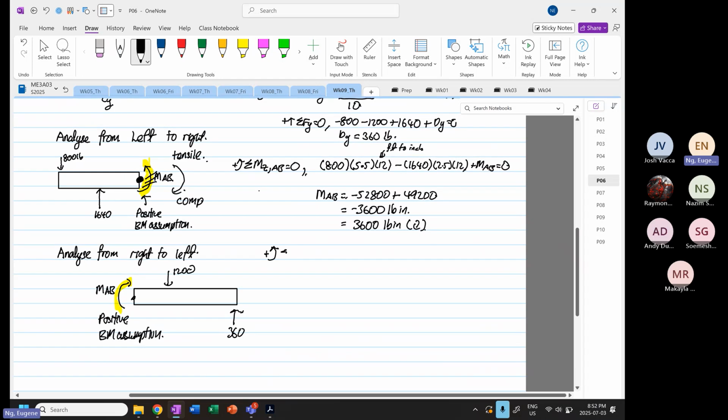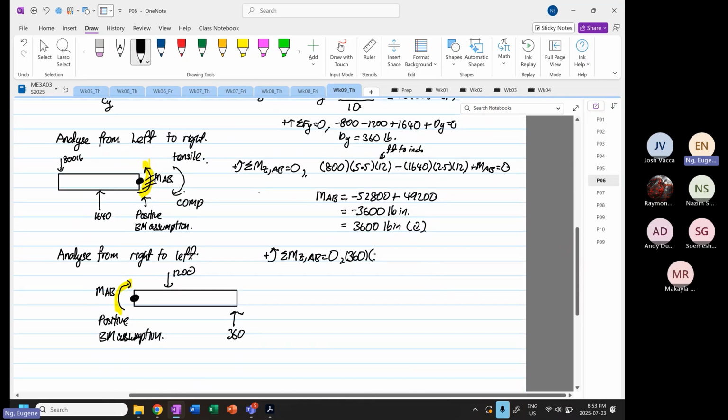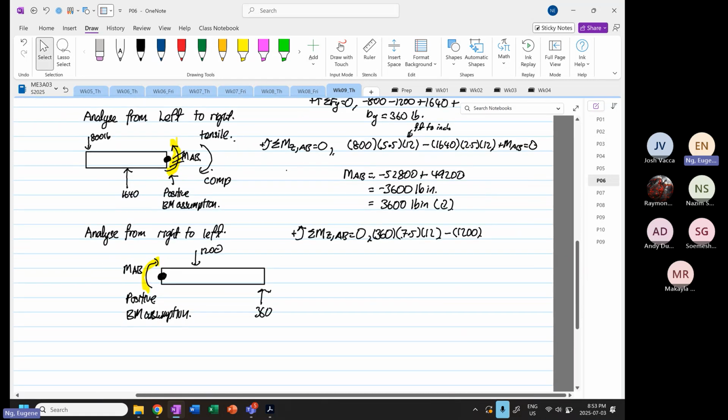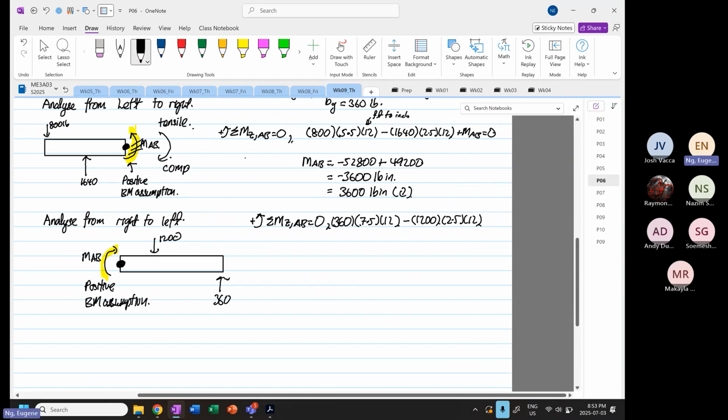again we do summation of moment z at AB is equal to 0. So we're going to take moment from the dot that I'm drawing now. So this will be equal to what? This will be equal to 360, so it's going anti-clockwise, 360 multiplied by 5 plus 2.5, 7.5, multiplied by 12. And then it's going to be negative 1200 multiplied by 2.5 multiplied by 12. And then it's going in a clockwise direction, minus MAB. The whole thing is equal to 0.